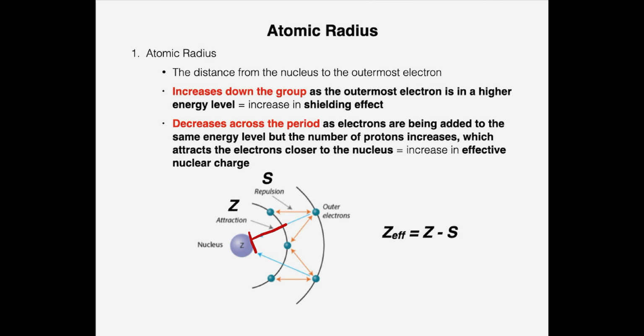Atomic radius is the distance from the nucleus to the outermost electron. It increases down the group as the outermost electron is in a higher energy level, making it further away from the nucleus. This increases the shielding effect.